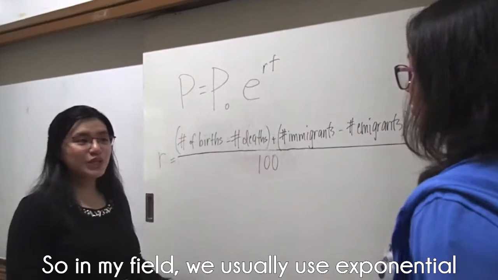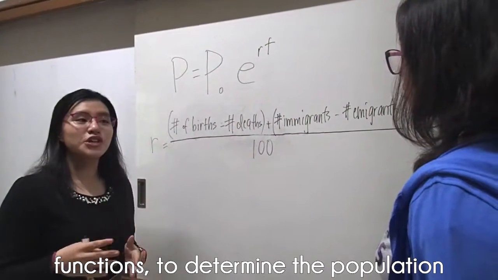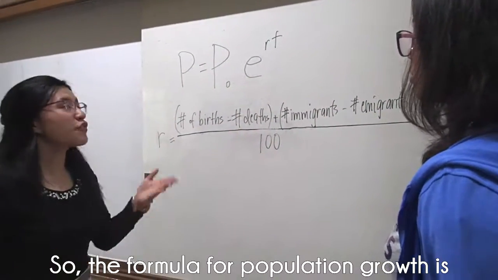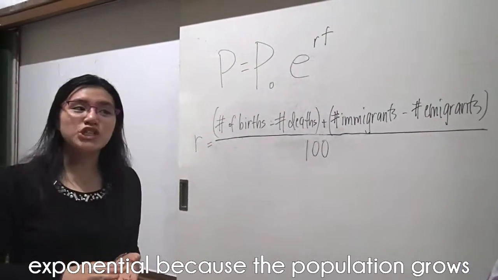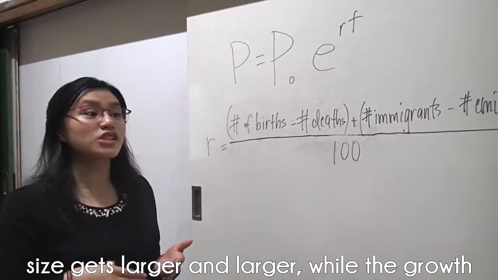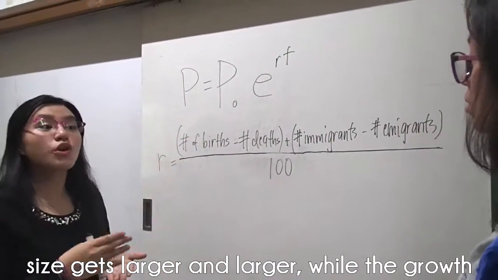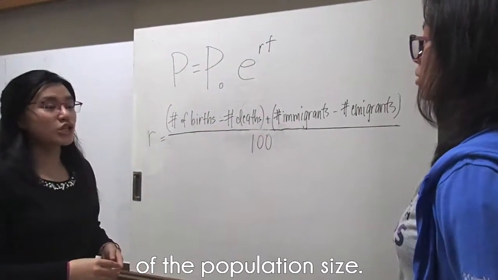So in my field, we usually use exponential functions to determine the population growth of a location over a period of time. The formula for population growth is exponential because the population grows faster and faster as the population size gets larger and larger, while the growth rate stays the same regardless of the population size.